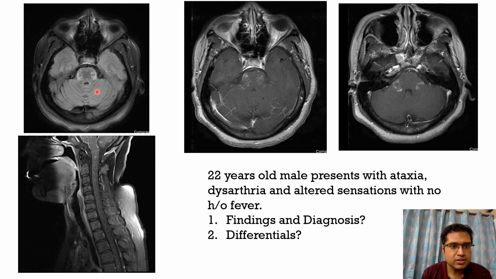So on these FLAIR images, we can see that there is a signal change, hyperintense signal that is seen in the periphery of the pons. On the T1 post contrast images, we can see that there is patchy enhancement that is seen in pons and cerebellar peduncle as well. There is some patchy enhancement in the cervical cord as well.